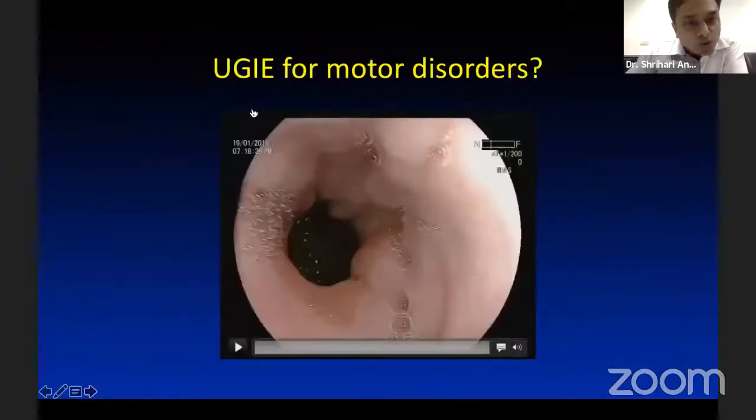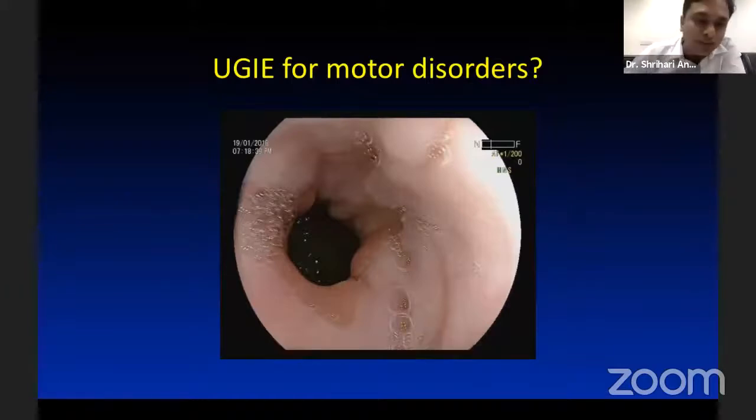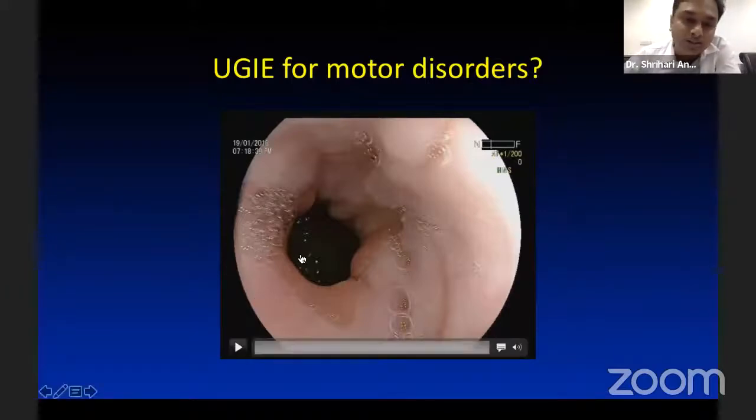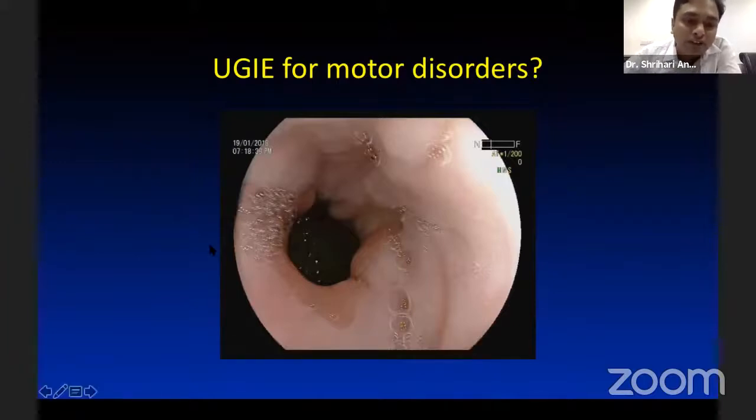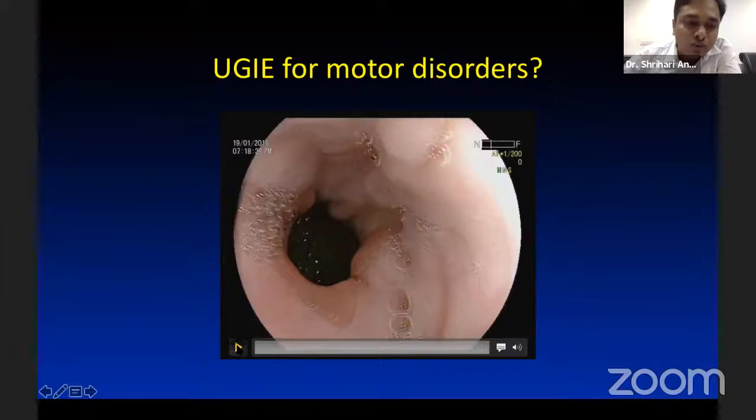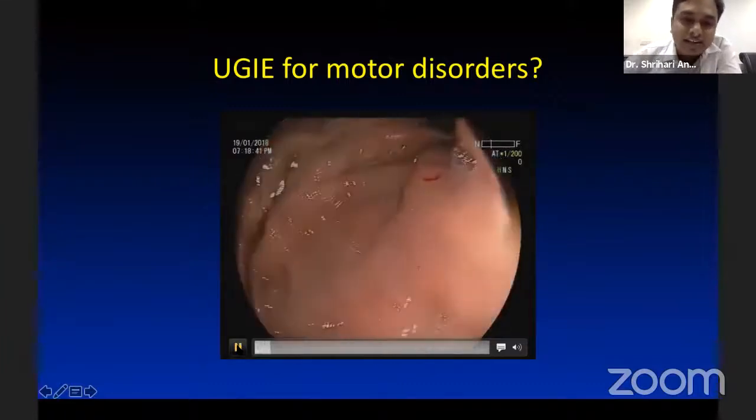Now, how useful is upper GI endoscopy for motor disorders? In most cases, you can make a diagnosis that this patient is likely to have achalasia cardia, but you need to have a high index of suspicion. Unless you look very keenly, you are likely to miss it.